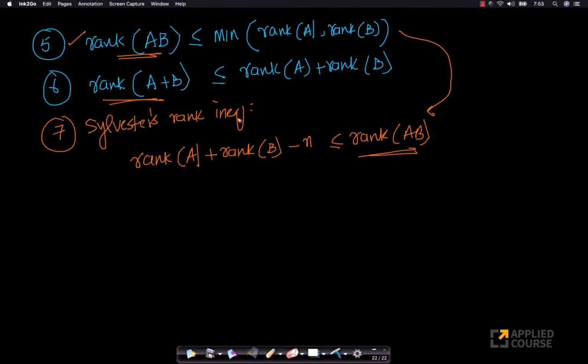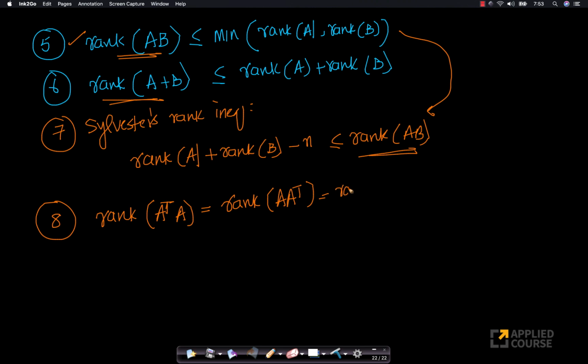Now there is another interesting property. Rank of A transpose A is equal to rank of A into A transpose, which is equal to rank of A, which is equal to rank of A transpose. This is a very important property. Rank of A transpose A is the same as rank of A, which is equal to rank of A transpose. This is a very, very important property.